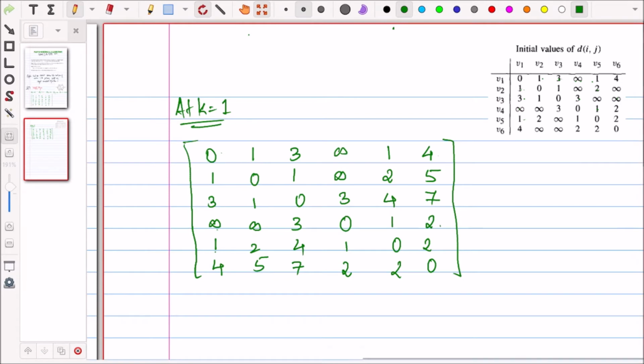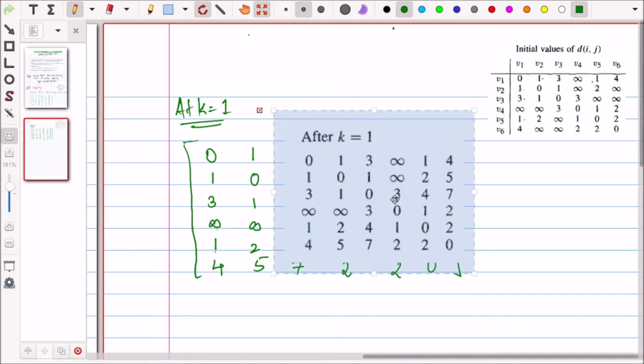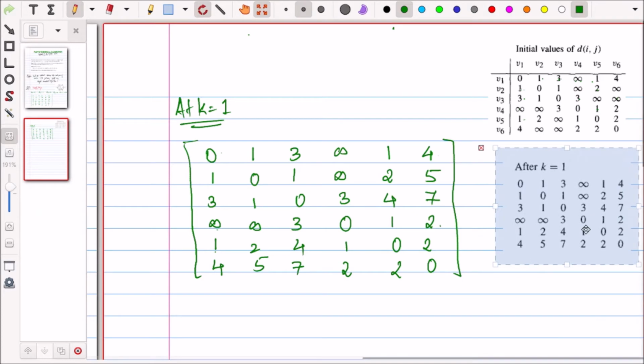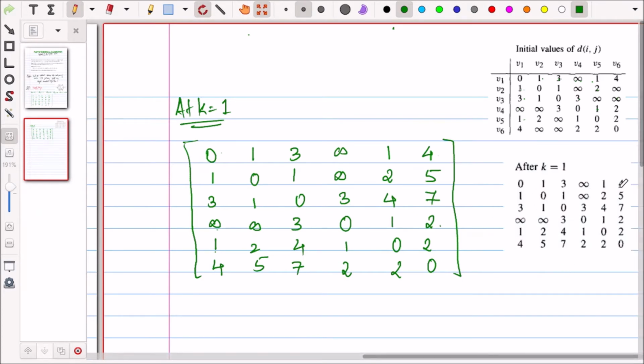Let us match with the given answer. After k equal to 1 we get, so is it the same? 0 1 3 infinity 1 4, 0 1 infinity 2 5, 0 3 4 7, 0 1 2, 0 2, right? ठीक है, is it fine?